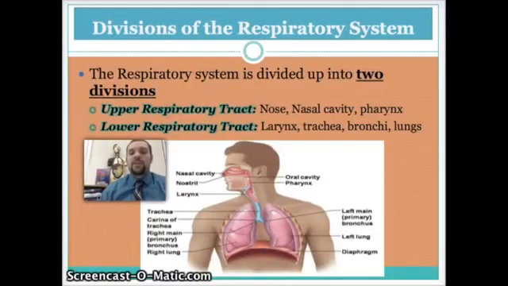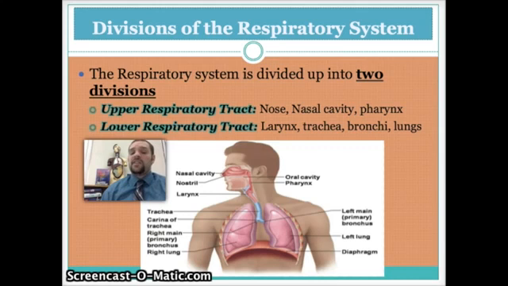When we look at your respiratory system, we can see it's divided up into two major divisions. We have what's called your upper respiratory tract and your lower respiratory tract. If you've ever gone to the hospital, perhaps you went in because you had some kind of cold, and maybe they said it was an upper respiratory tract infection. Or perhaps it was something like bronchitis, which is more in your lungs, and they said that was a lower respiratory tract infection.